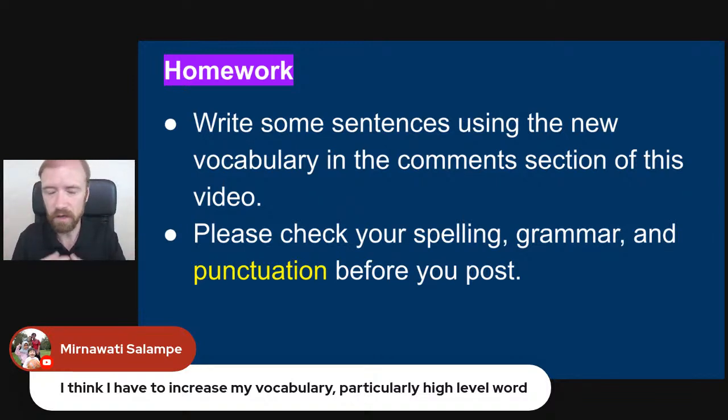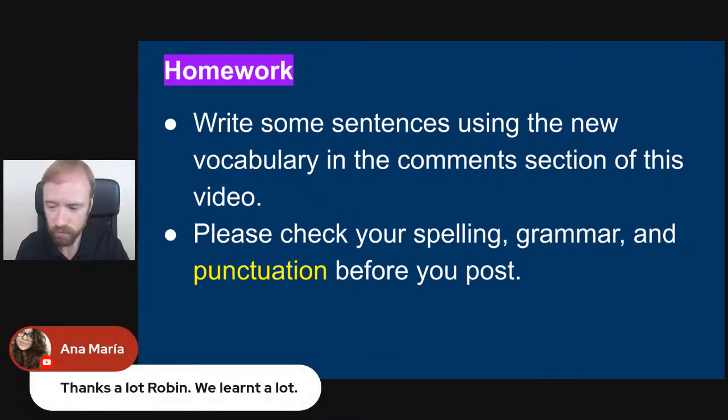And what else did we gain? We gained community, a sense of community. We get to know each other a little more, and that makes it more fun. All right. Thank you, Anna Maria.